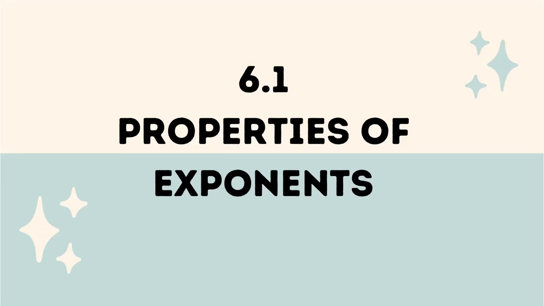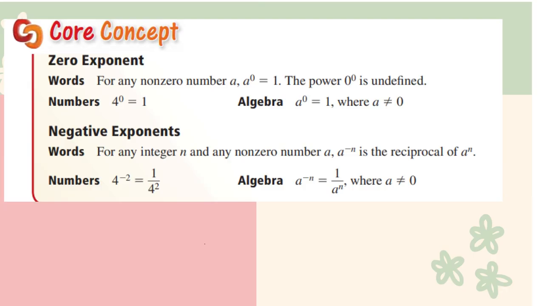Property of exponents. Zero exponents. For any non-zero number, a to the power of 0 is always 1. So if you have even 4 to the power of 0, it will be 1. Any variable with the power of 0, for example, x to the power of 0, will give you 1.